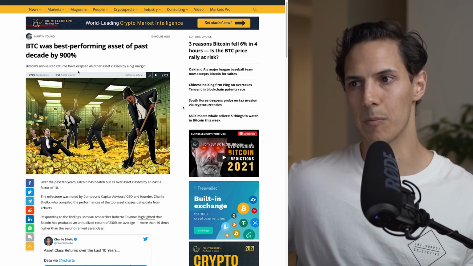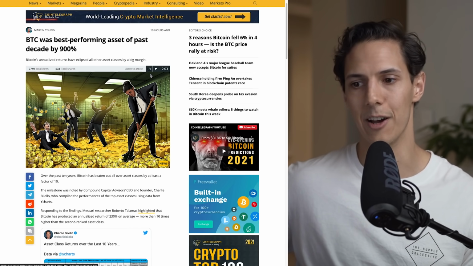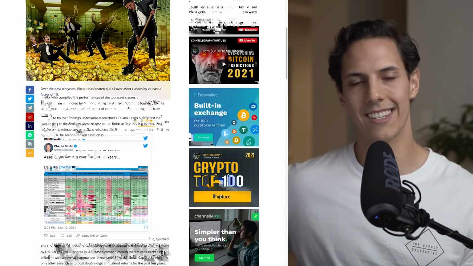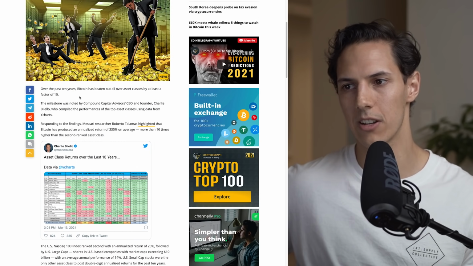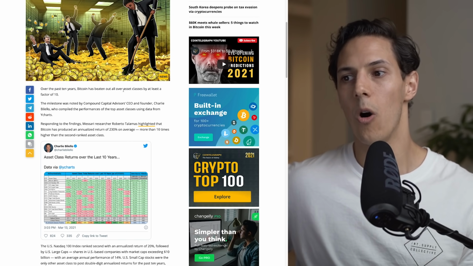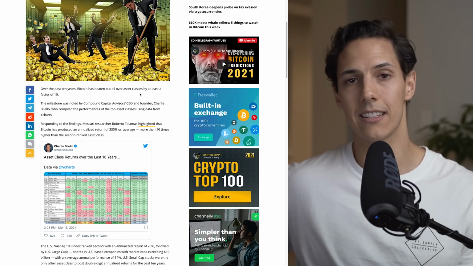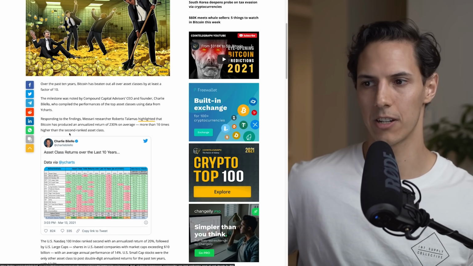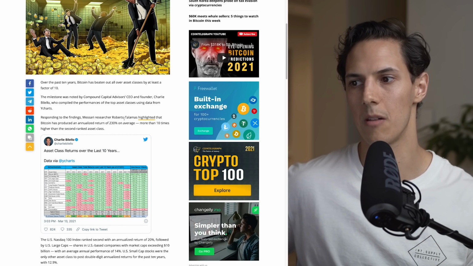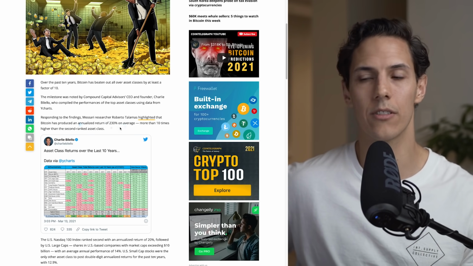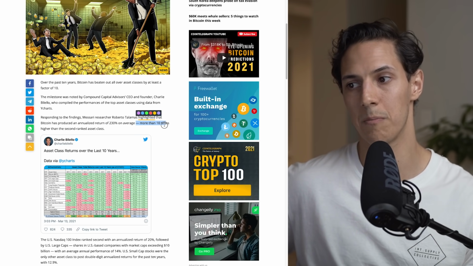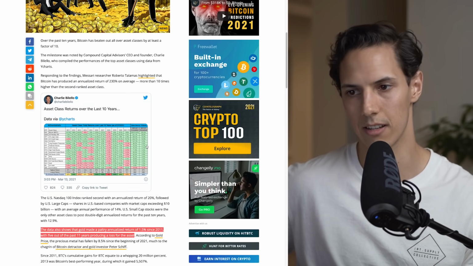So Bitcoin is the best performing asset of the past decade by 900%. So this is a very interesting stat to me and something that I always sort of chuckle at, because over the past 10 years, Bitcoin has beaten out all other asset classes by at least a factor of 10. So responding to the findings, Missouri researcher Roberto Talamas highlighted that Bitcoin has produced an annualized return of 230% on average, more than 10 times higher than the second ranked asset class.